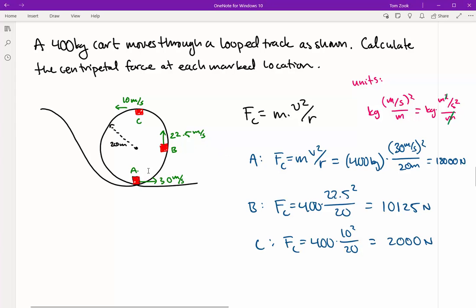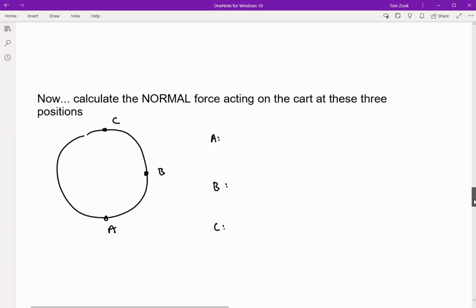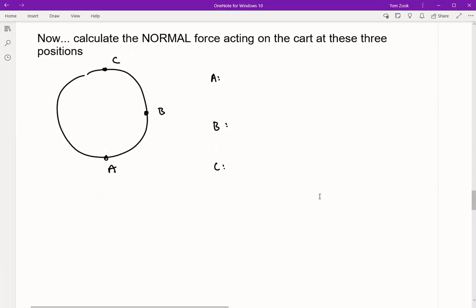What if we wanted to figure out what the normal force was for the car at these three different points? We already know what the net force is, what the centripetal force acting on it is. Let's take a look at a setup for the normal force, the support force from the track at those three points. Now, I have deleted a lot of the extra parts of the diagram just so that it's a circle. Let's go ahead and draw out what forces are acting on the object at those points.